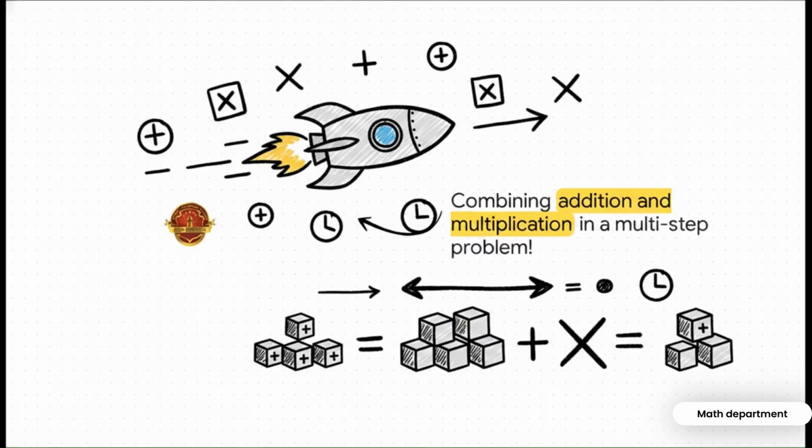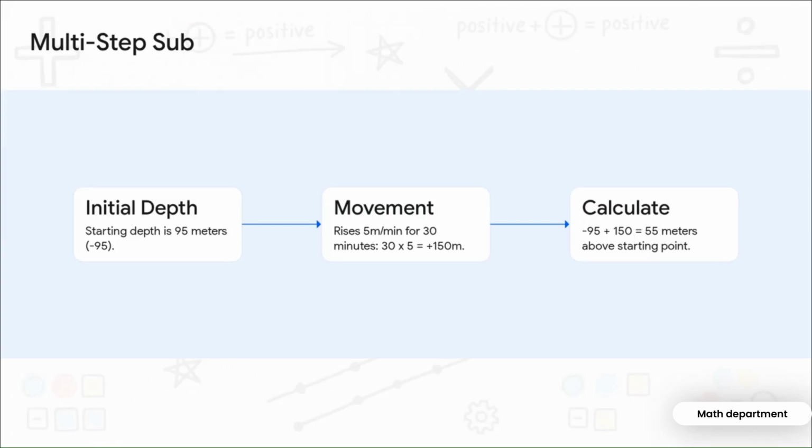Let's step it up with one last multi-step challenge. It's not just a single addition or subtraction problem anymore. We actually have to combine addition with multiplication to track a moving object over a period of time. Let's map out the logic here, line by line. Step 1 is finding the initial position. It starts at a depth of 95 meters, so we write down negative 95.